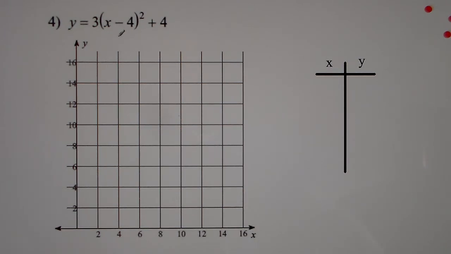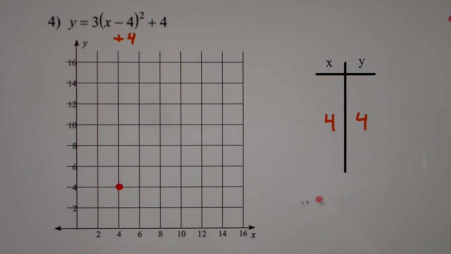I do my opposite. So that's plus 4 inside the parentheses. That's where I'm going to be starting at. So I go to my table. I go to positive 4. That's going to be the middle of my parabola. So that'd be 4, 4. So I plot my first coordinate 4, 4. 4 to the right, 4 up.